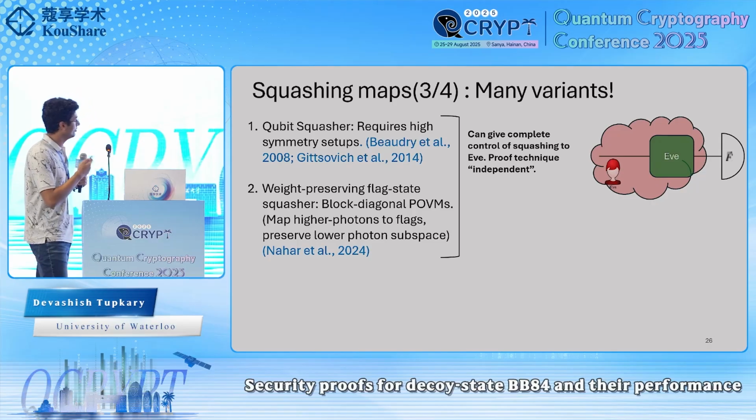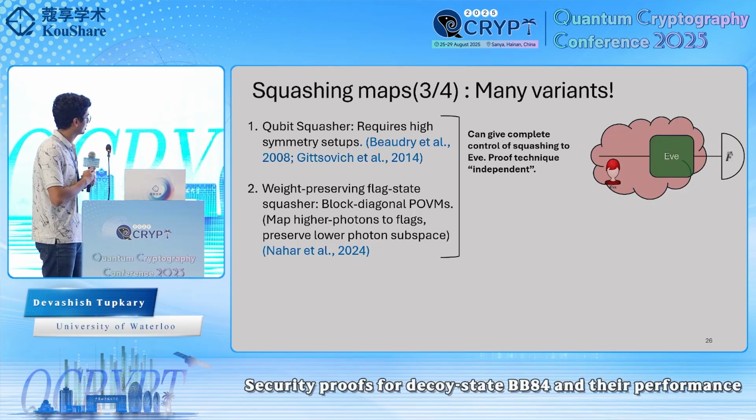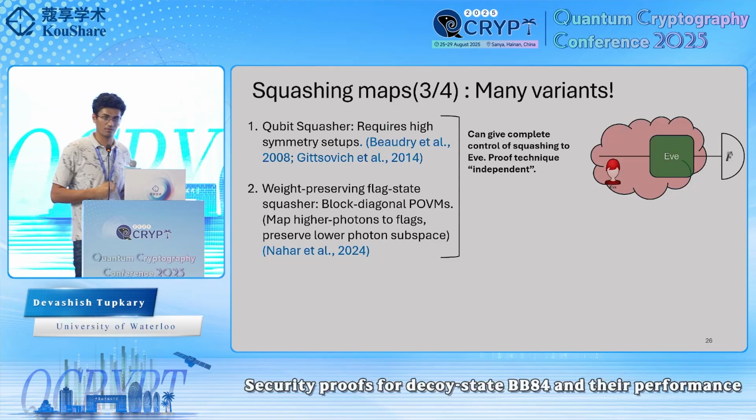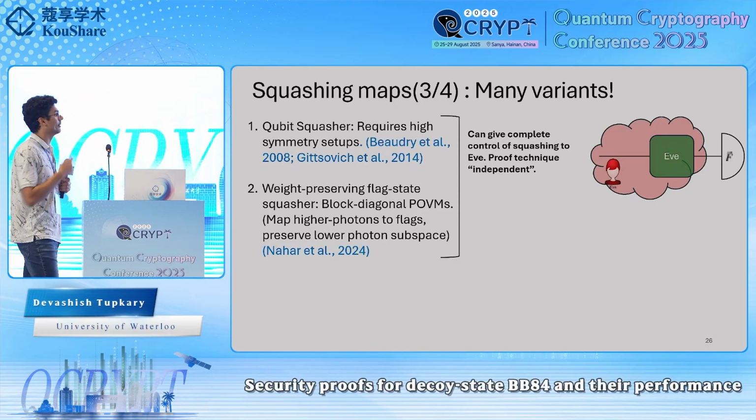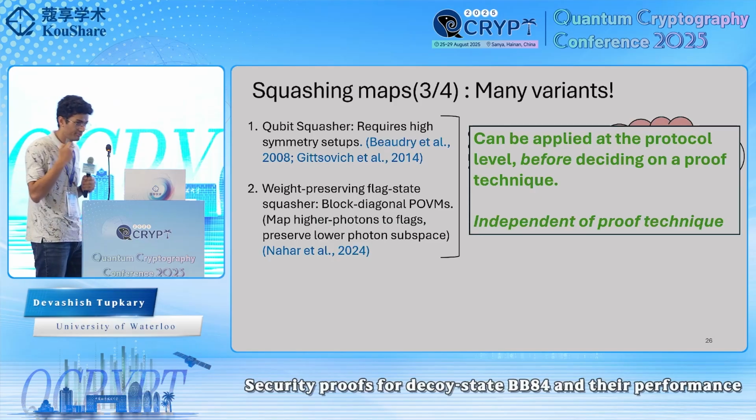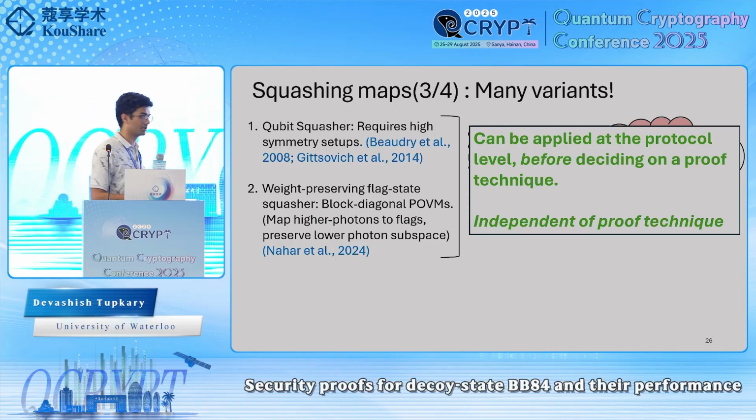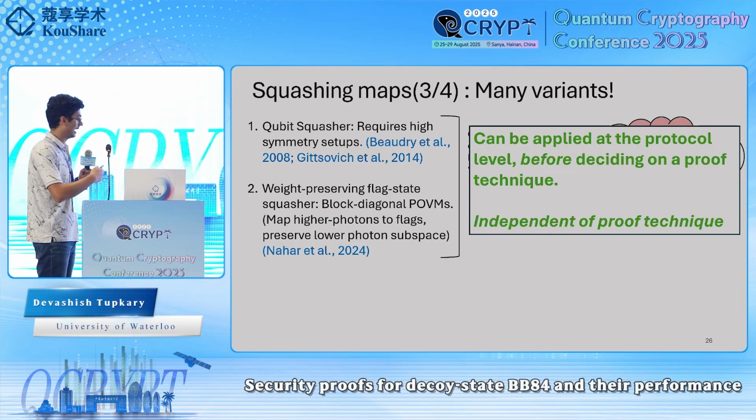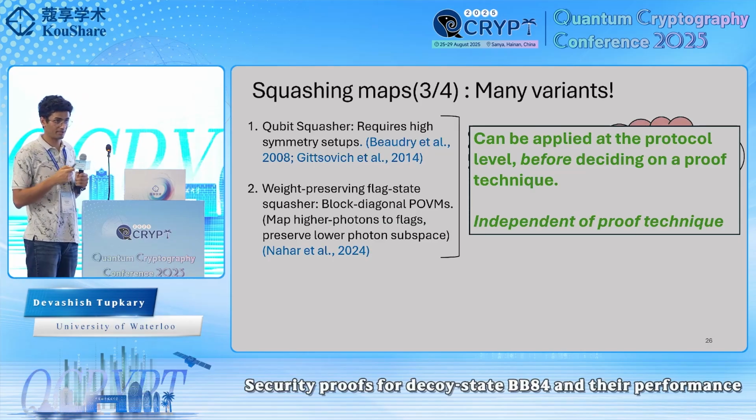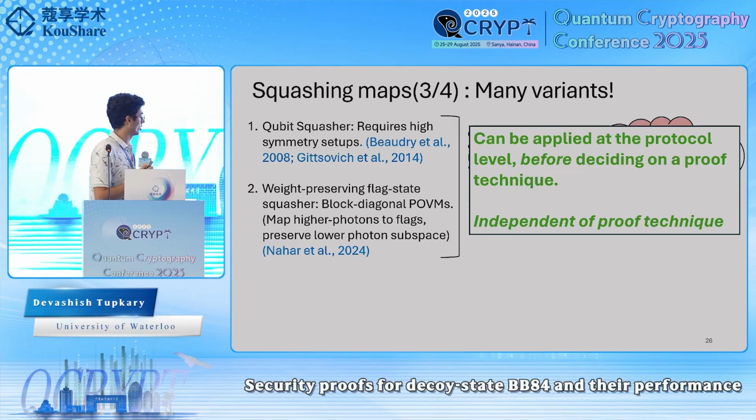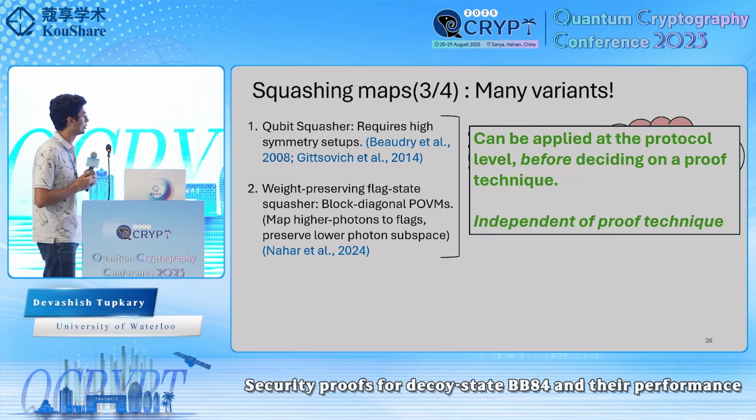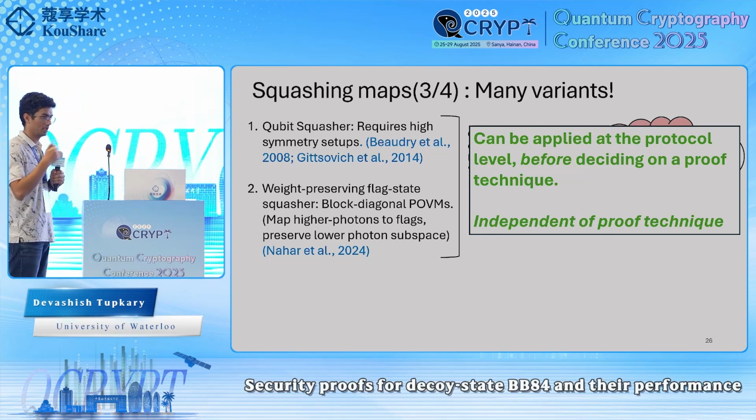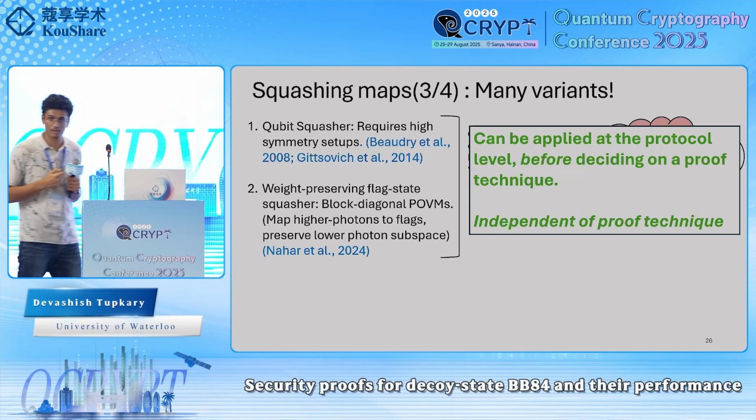And both of these kinds of squashing maps allow you to give Eve full control over the squashing. Okay? So in this sense, they are proof technique independent because you can first apply the squashing argument at the level of the protocol itself, pretend that you're working in a protocol that has the squashed detector, and then decide, okay, what proof technique do I wish to use to analyze this new protocol?